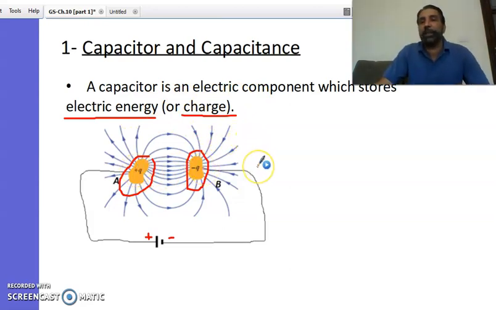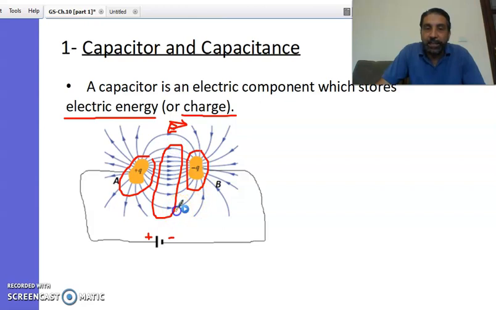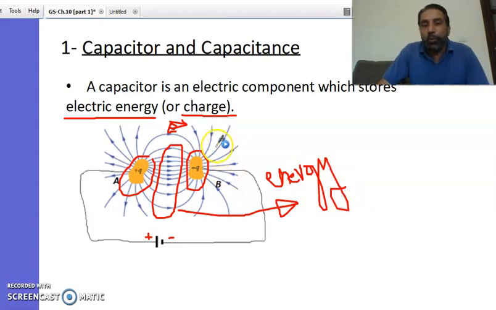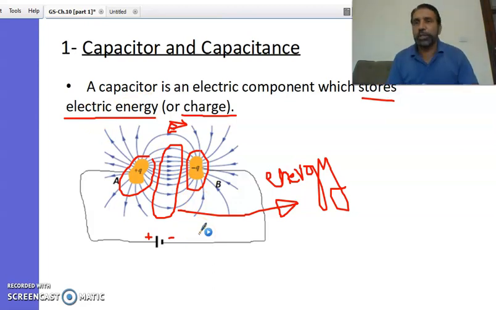But as you know, as a result of positive charge and of negative charge, there will be created an electric field in between the two surfaces, as you see here. Electric field, as we studied last year, is similar to gravitational field or magnetic field. This electric field is a vector, directed from the positive charge to the negative charge. So due to the existence of this electric field, the capacitor stores what? Electric energy. Hence, what does the capacitor do? It stores electric energy. That's the main purpose of the capacitor. So a capacitor is a device which stores electric energy or electric charge.